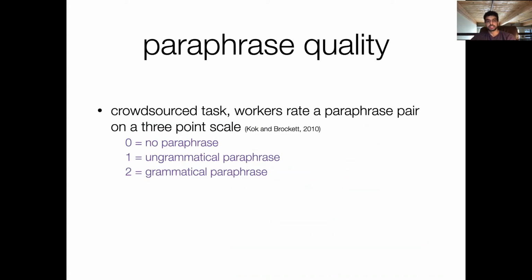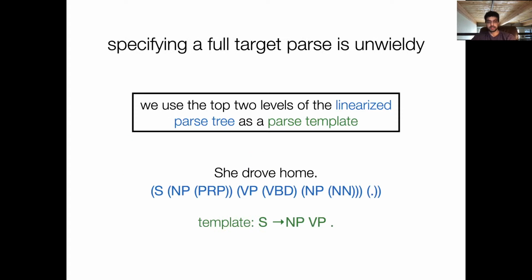Okay, so I'm going to skip over this template thing. Essentially, for usability, you might not want to put in a full parse at test time. It's kind of hard for a human to come up with this, but we can relax this to just a high-level template form of the sentence, right? So instead of saying she drove home is like this long bracketed tree structure, we can just say it's a simple sentence. There's a noun phrase, she, and a verb phrase, drove home.